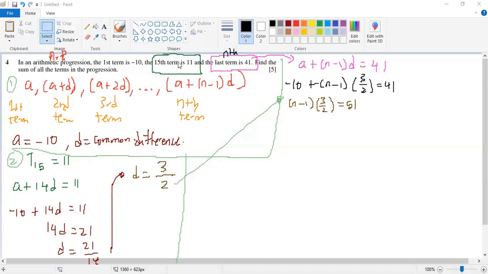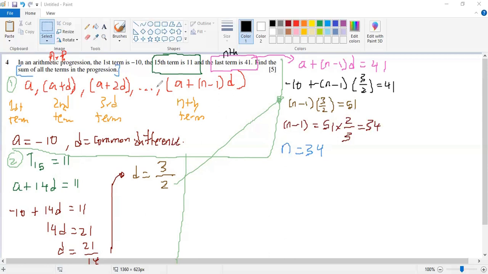So n minus 1 equals 51 times 2 over 3. Let's calculate that, please. 51 times 2 over 3 is 34. So then we can calculate it further. We get the value of n is 34.